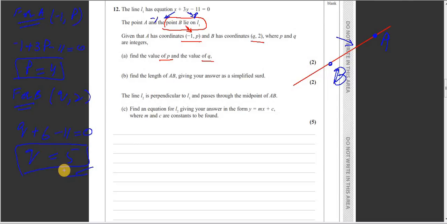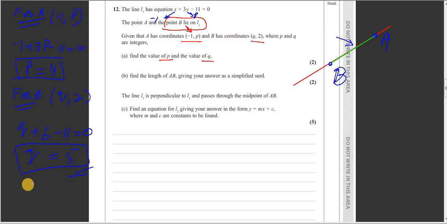Find the length of AB. So now you have a coordinate because you have already found P and Q. That means you can see that I considered A and B as 2 points, and from A to B you have a line till here, and you need to find the length. Length means you need to find the distance.